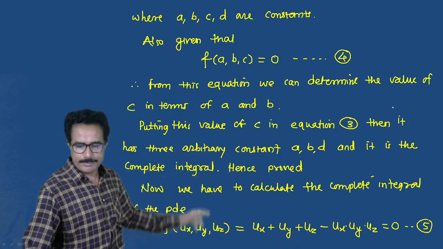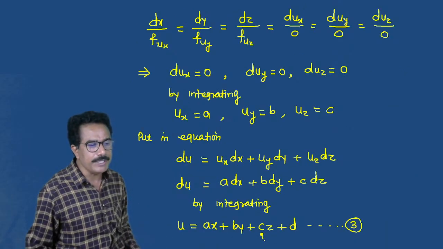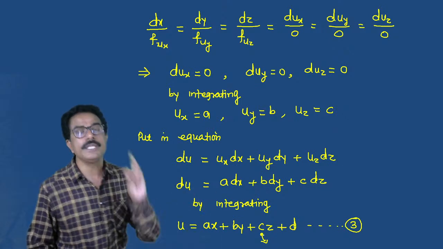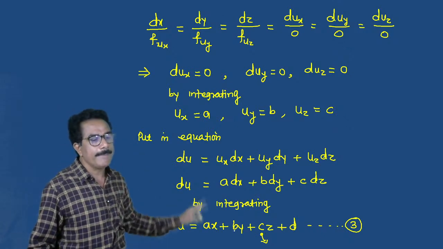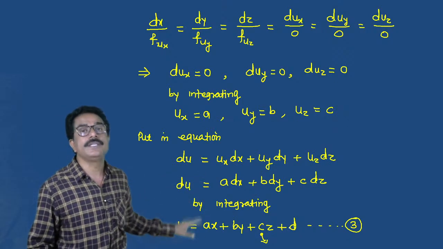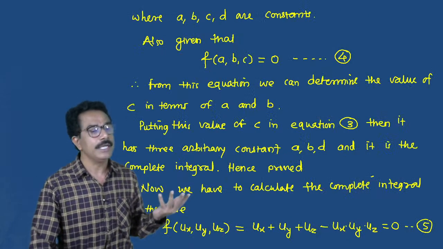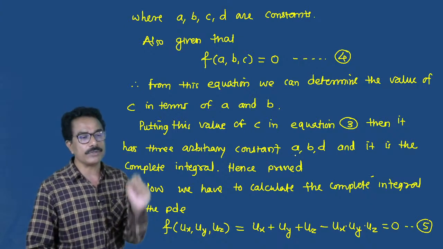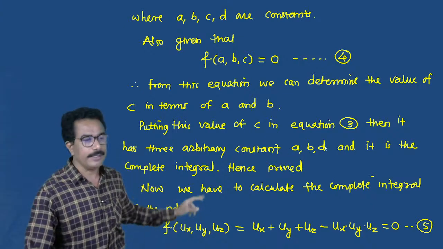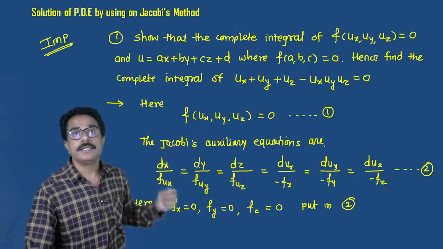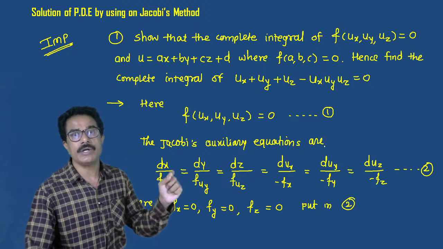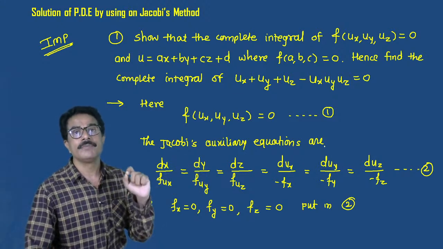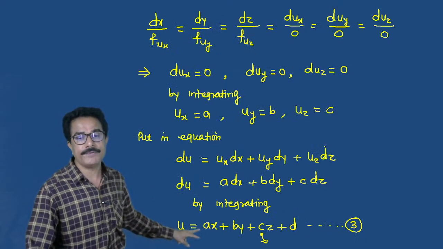In equation 3, if you write the resulting value of c in the form of a and b, c in terms of a, b, then there will be only 3 arbitrary constants. Which are those? a, b and d. That means this will be the complete solution. So putting this value of c in 3, it has 3 arbitrary constants, which are a, b, d, because there are 3 independent variables. You know that for the solution of a partial differential equation or ordinary differential equation, if there are 3 independent variables, then the solution must have a maximum of 3 arbitrary constants. But here there are 4 arbitrary constants.